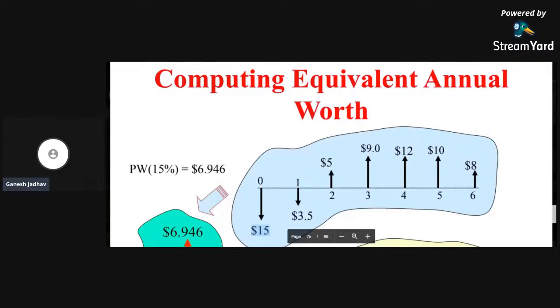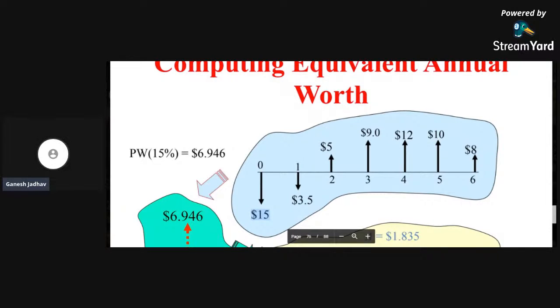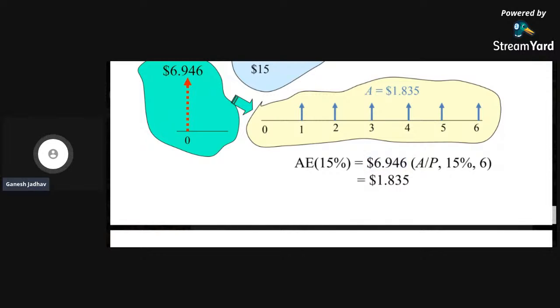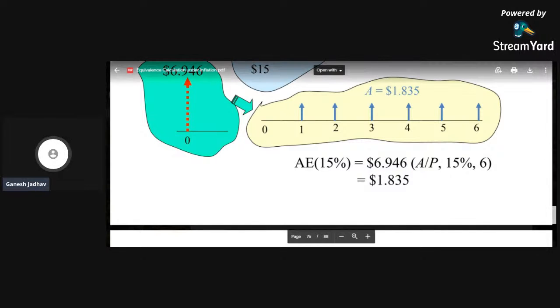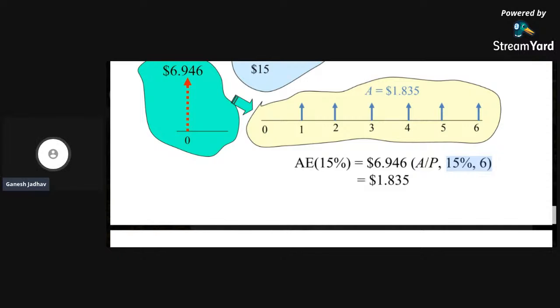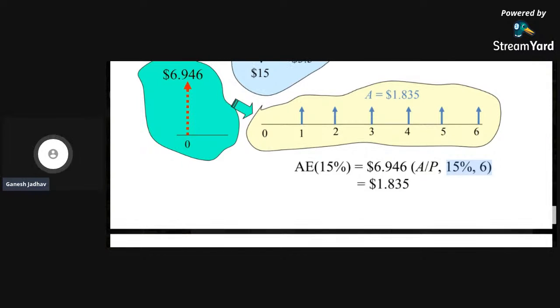So this is the equivalence, and this is the formula. A at 15%, and this is your value of A, that is 6.946. This is your salary: AP divided by 15%, where N is equal to 6. So you can see this is 6 years, and this is the annual amount. So you can calculate your annual equivalent.